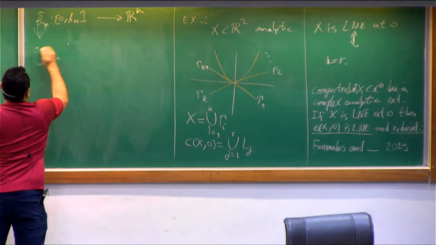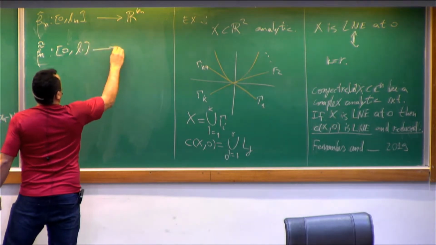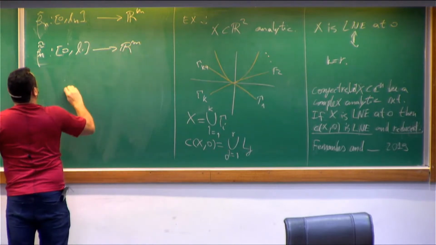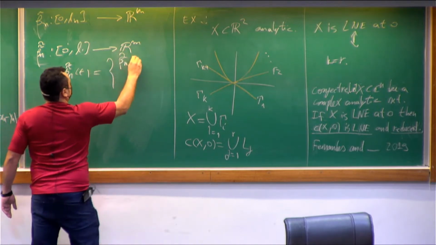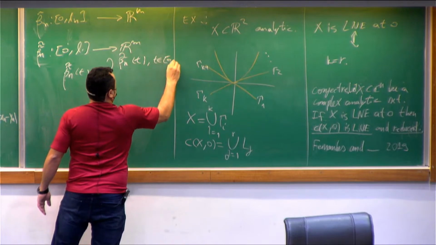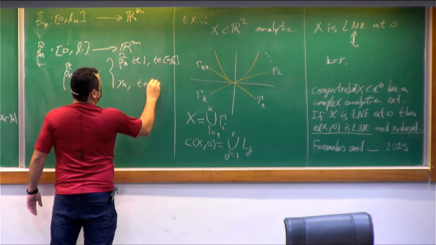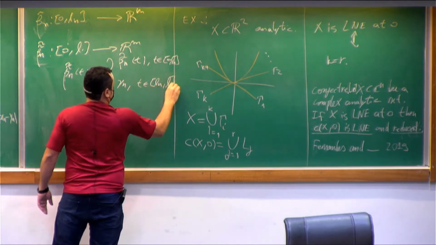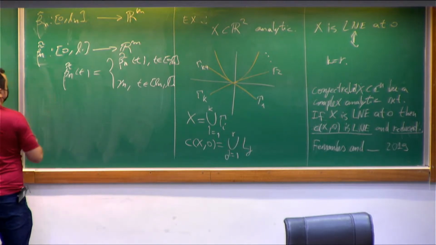So I will define beta n tilde from 0 to L into Rm. Now beta n tilde is beta n of t when t is here, and is yn when t is here. So since beta n is Lipschitz, beta n tilde is Lipschitz, and the constant is 1. They are Lipschitz with constant 1.